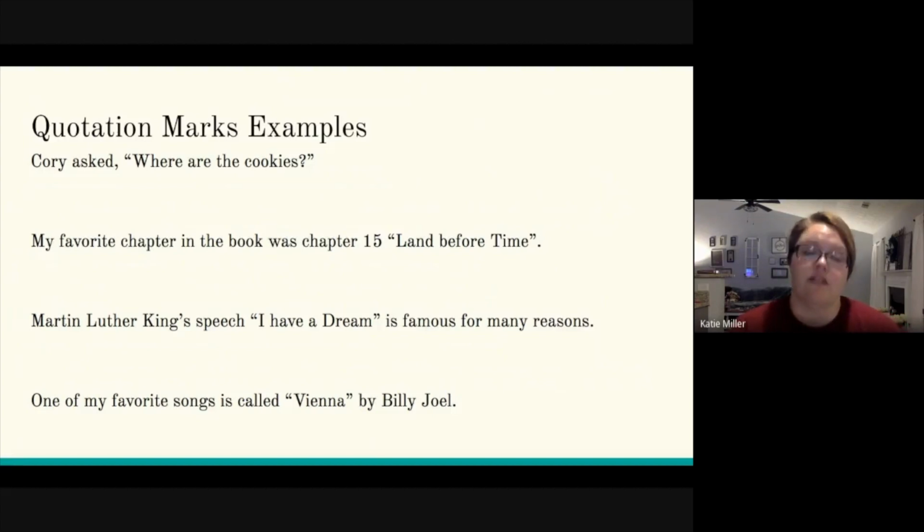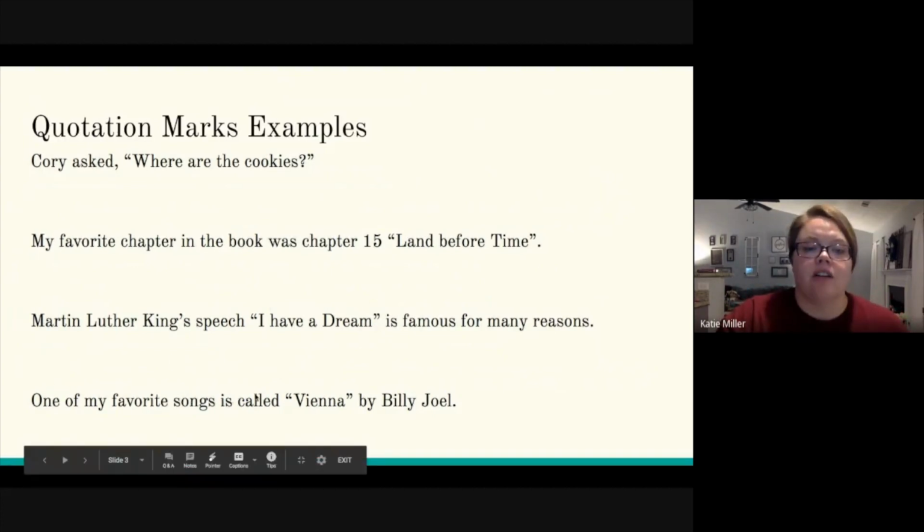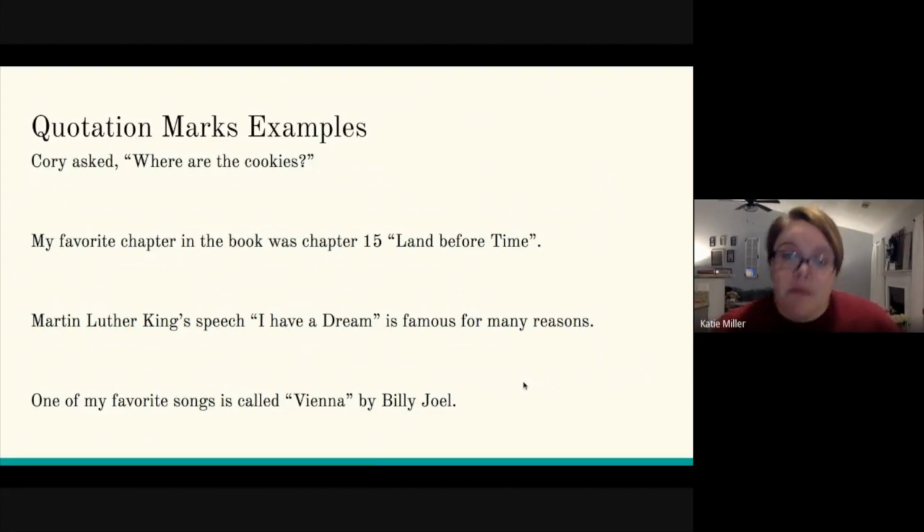Another example. Martin Luther King's speech, "I Have a Dream," is famous for many reasons. The name of his speech was "I Have a Dream," so it's in quotation marks here. Okay, same thing with songs. One of my favorite songs is called "Vienna" by Billy Joel. The name of the song is in quotation marks. Now, if I were to say the name of his album, right? An album is something that contains a lot of songs.